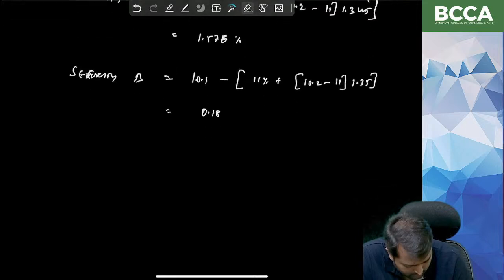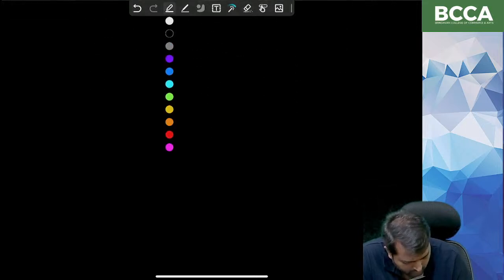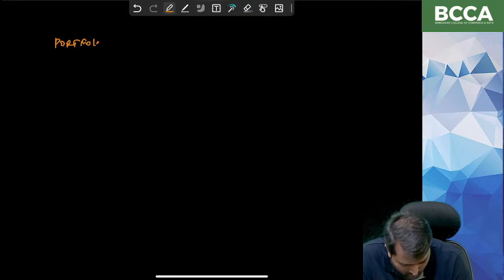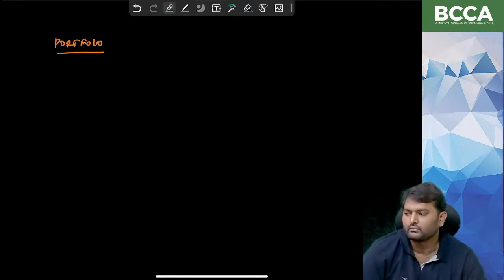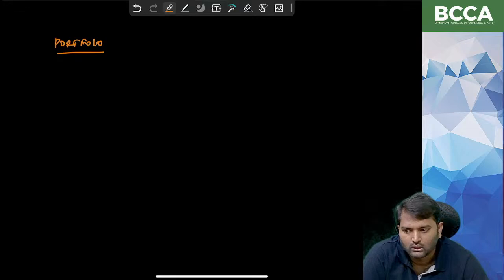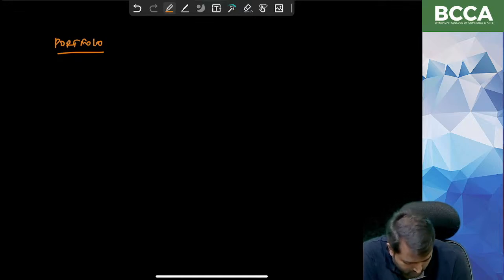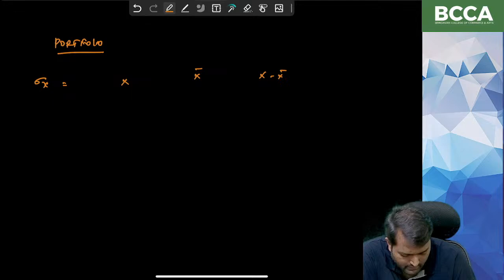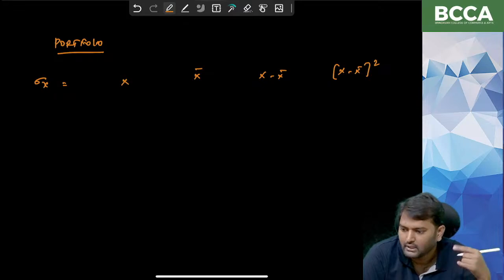Let me revise once again. What is our chapter? Our chapter is portfolio. Yes or no? First, you should be able to know what are the columns to be taken. For sigma x, what are the columns? X, x bar, x minus x bar, x minus x bar square. This is when past data is given.